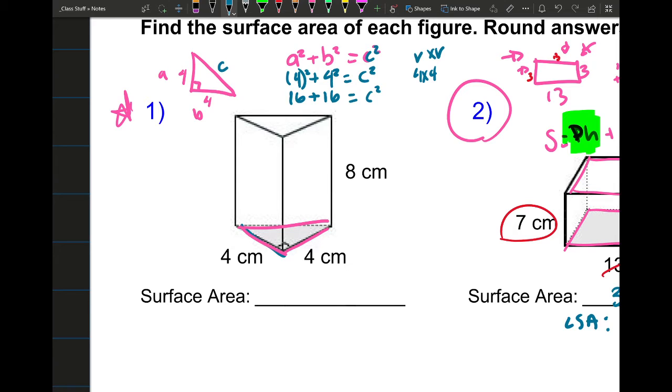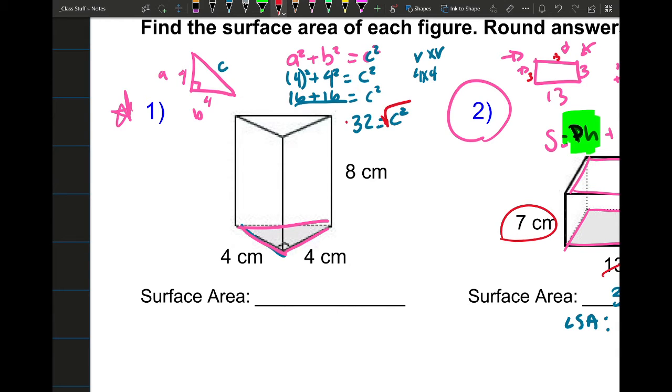Now, I gotta leave C by itself. If I add 16 and 16, I get 32 equals C squared. C is not by itself yet because it has an exponent, and in order to get rid of the exponent, we have to take the root of it. In this case, since it's a square, we're going to have to take the square root on both sides.